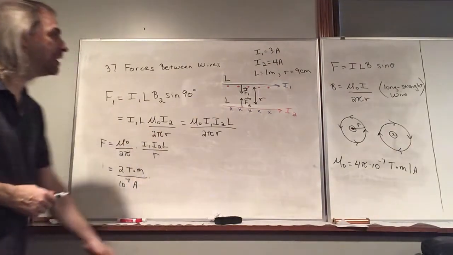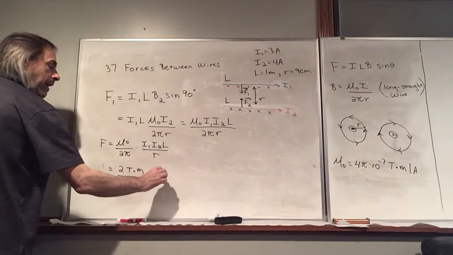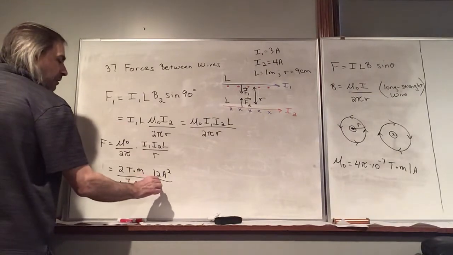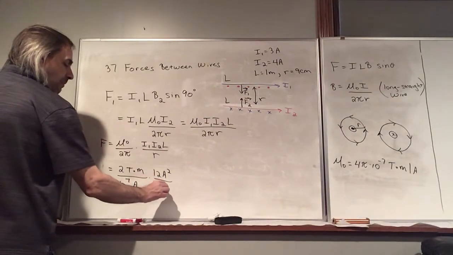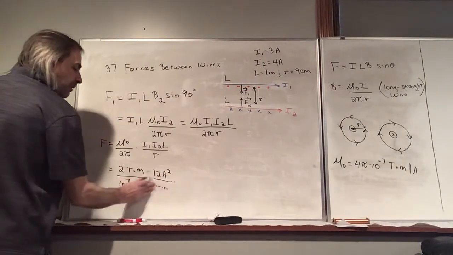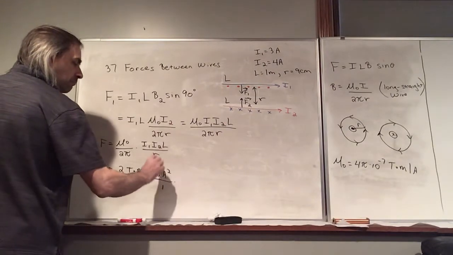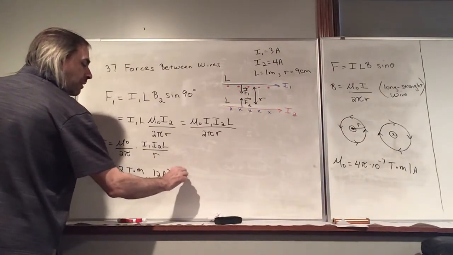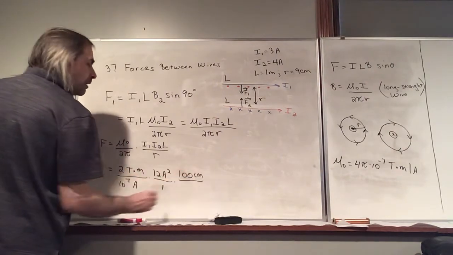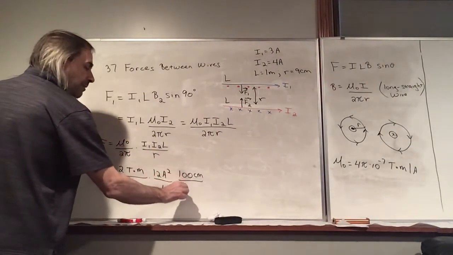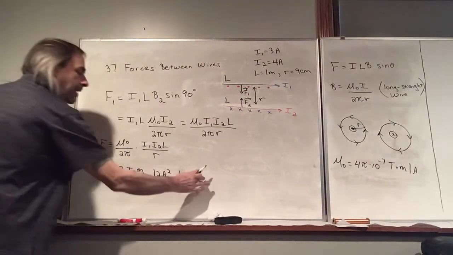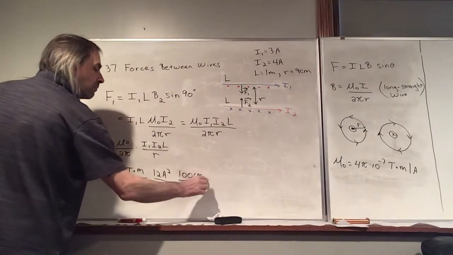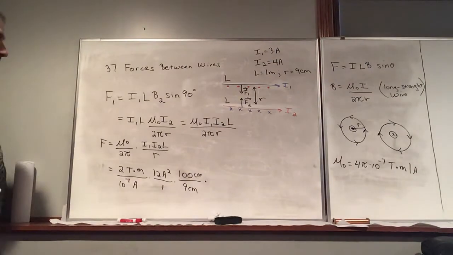Now I1 times I2, that's going to be 12 amps squared. R is 9 centimeters. Here, let's just do it this way. L is 1 meter, and I'm going to write that as 100 centimeters. And then R is 9 centimeters. Just because getting the force in the unit part is going to be the most difficult, as far as plugging it in, just getting newtons out of this.